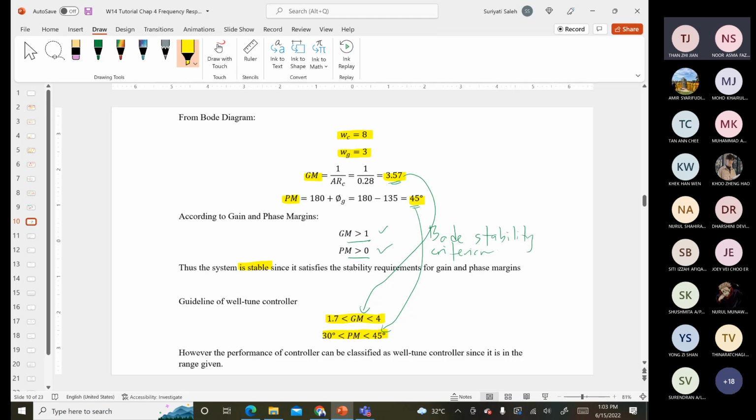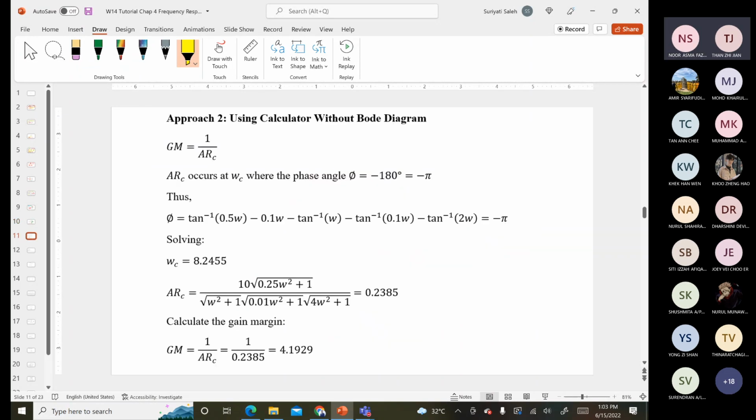So in this case, the gain margin and the phase margin have been obtained from the Bode diagram. That means based on your plot. There is another method to obtain the gain margin and phase margin without the use of the Bode diagram. So this is the second approach, using a calculator to determine the phase margin and gain margin. So from here, you can see the GM equal to A over ARC.